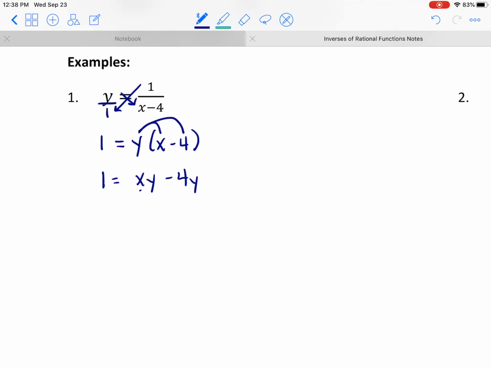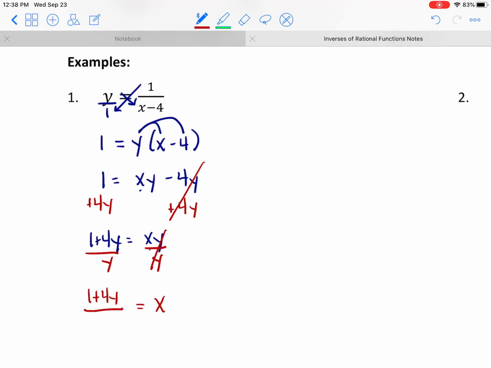And now I'm trying to, remember, get this x by itself. So now I can add the 4y to both sides. That's going to cancel that guy out. So now I have 1 plus this 4y equal to, I still have the xy on this side. And again, I'm trying to get x by itself. If it's being multiplied by y, then my next step would be to divide both sides by y. So that cancels that. And then I have x all by itself equal to 1 plus 4y over y.